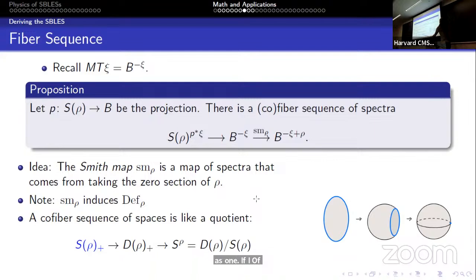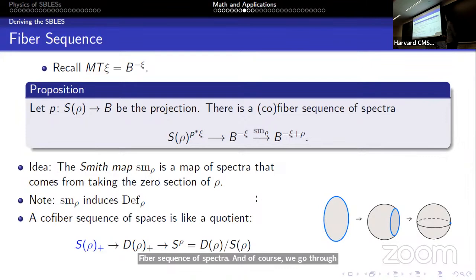But if I upgrade from spaces to spectra and I remember this auxiliary tangential structure that I want to keep track of, morally, this is what's underlying this fiber sequence of spectra. And of course, we go through the derivation more carefully in the paper, but this is the idea to keep in mind. So let's do some examples.